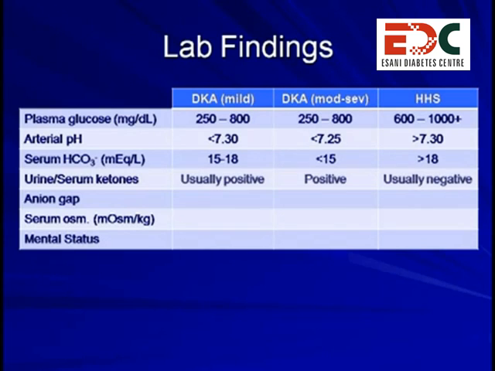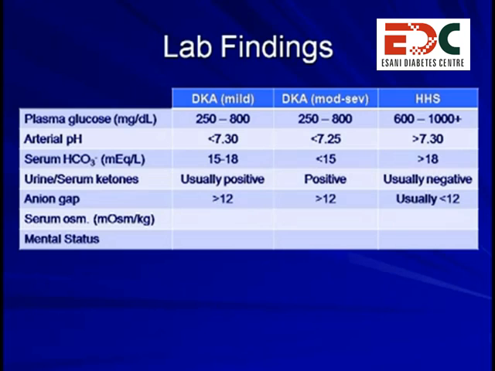Urine and serum ketones are usually, but not always, positive in mild DKA, but much more consistently positive in more severe cases. Ketones are usually not present in HHS. We'll talk more in a minute about why mild DKA can have no detectable ketones, despite my original statement that ketoacidosis is a required feature of the syndrome.